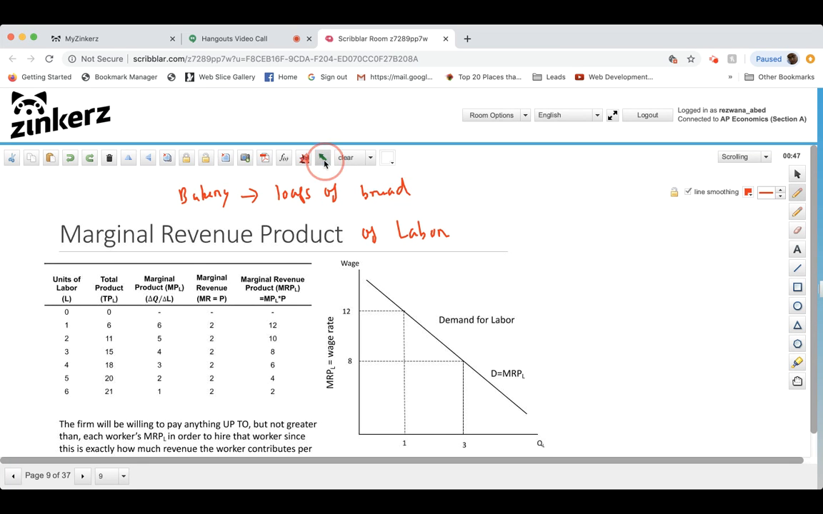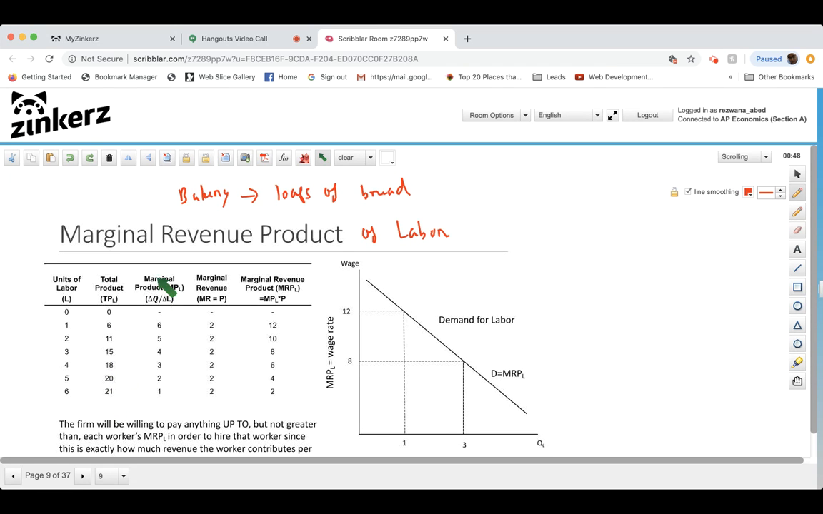Okay, so this bakery can hire anywhere from 0 to 6 workers, and this column right here is the total product, the total product of labor. So if I hire 0 workers, they produce 0 loaves of bread. If I hire 1 worker, he can produce 6 loaves of bread. 2 workers together can produce 11. 3 workers together can produce 15 loaves of bread, and on and on. So this is the total product.